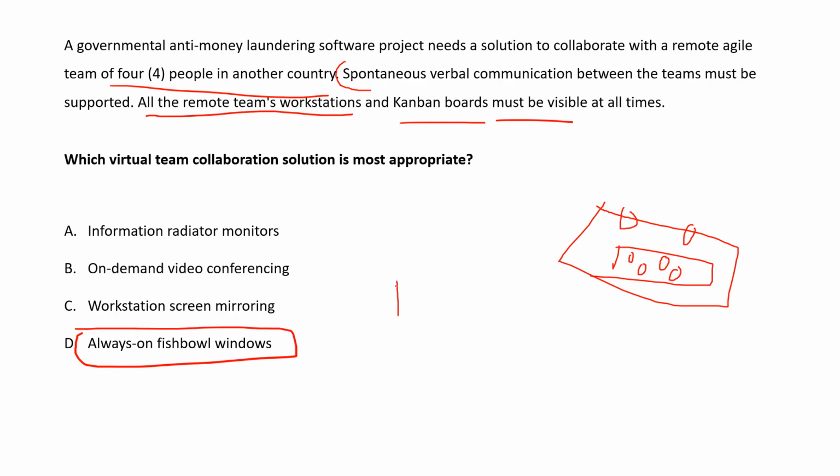Which means we are closing the team virtually. Like in our Zoom, we have breakout rooms. That's what the breakout rooms are in normal life in Zoom. That's what the fish bowl windows are, where they can discuss their things. And I hope that you have not studied anything related to this in Agile. So let me show you before we take more questions.